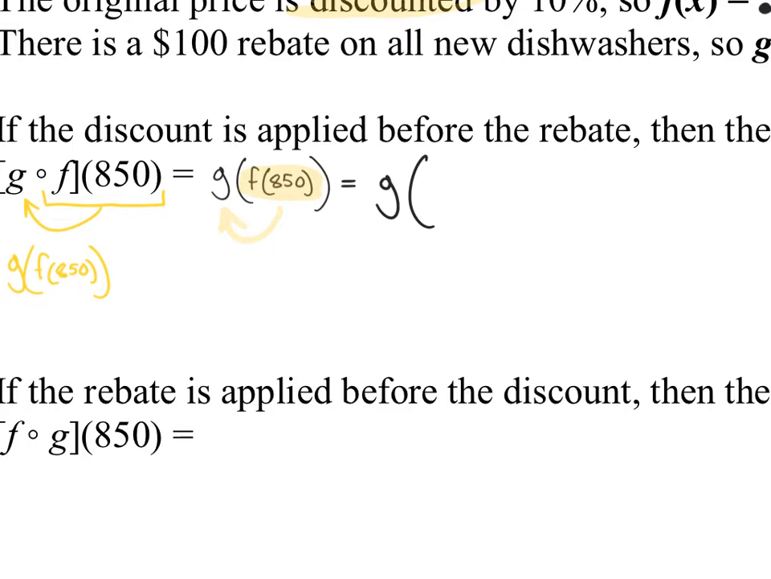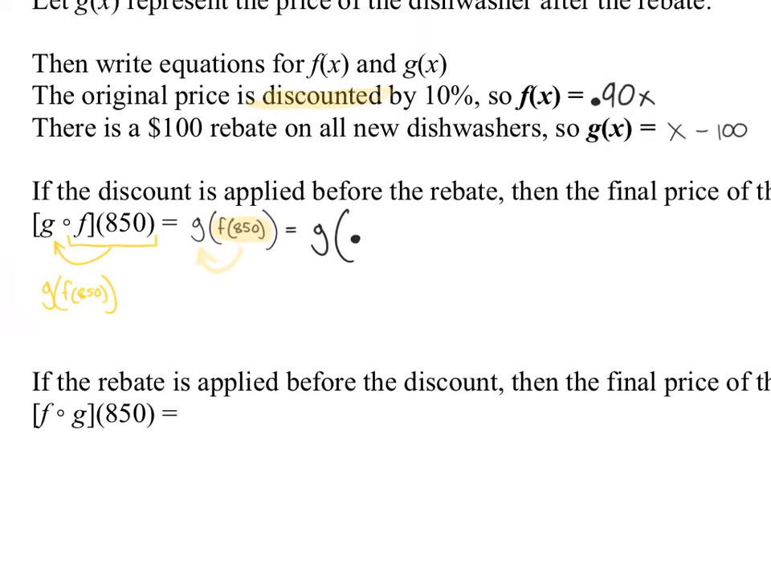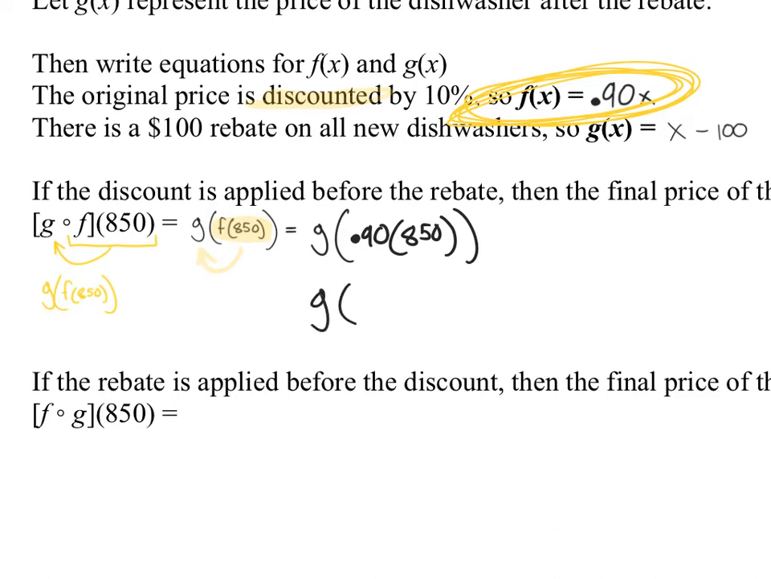Okay, so for us to do this, the discount is going first. f of 850 would be 0.90 times 850, right? f of 850 is using this right here, where I'm going to plug in 850 for x. And then we simply calculate it. So 0.90 times 850 gives us a value of 765. So 765 is how much the dishwasher would cost after a 10% discount.